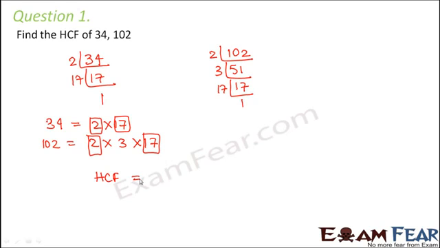So what would be the HCF now? 2 is common in both, 17 is also common in both. So we know the common factors, but I want to find the highest common factor. So what will we do? We will multiply the common factors, that is 2 into 17. This entire package is common in both. So the HCF of 34 and 102 is 34.